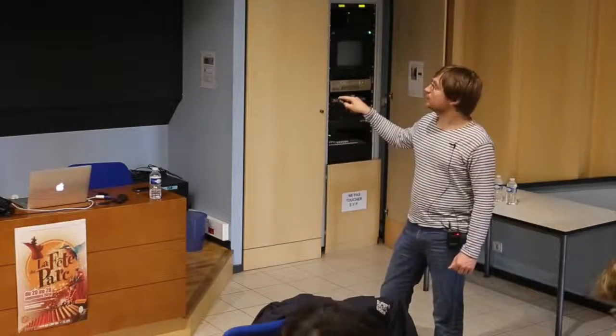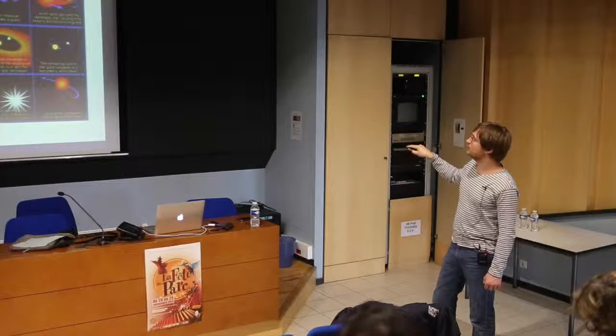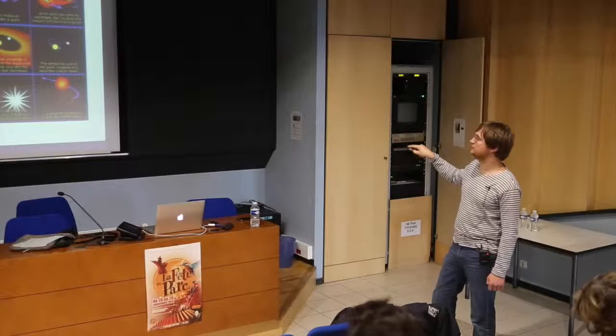So here is a small sketch of what happens to this kind of system. You have 2 stars of different mass on the main sequence. At some point, the more massive star will become a giant, and the other one continues its evolution. Then this star ends its evolution, producing a white dwarf, and the other star that is slightly less massive will in its turn become a red giant, and the secondary star here can begin to accrete material from this star.